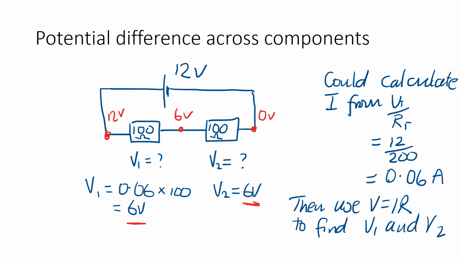So you can see that these two resistors connected together in series have split the potential, or divided it, so that we've got 6 volts across each one. So this is an example of a potential divider.